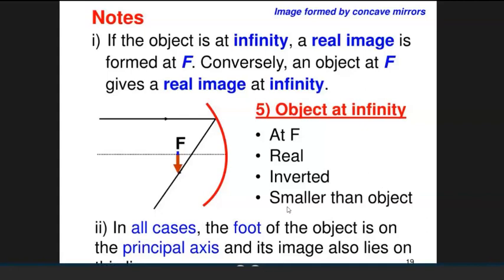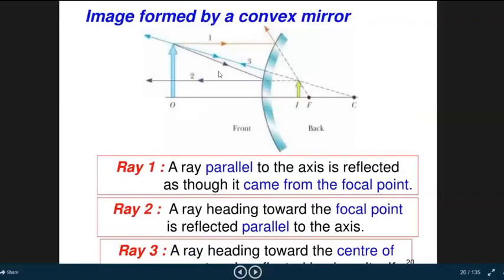Now, in all the cases, the foot of the object is on the principal axis. अभी तक जितने भी केसेस बताए थे उसमें से ऑब्जेक्ट की फुट को हमेशा प्रिंसिपल एक्सिस पर इरेक्ट करके रखते हैं and its image is also lie on the principal axis. Image formed by the convex mirror. आज के लिए इतना ही रखते हैं, नेक्स्ट डे हम बताएंगे इमेज डायग्राम फॉर्म बाय द कन्वेक्स मिरर.